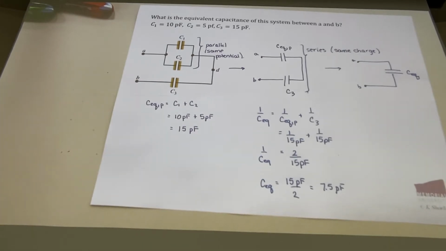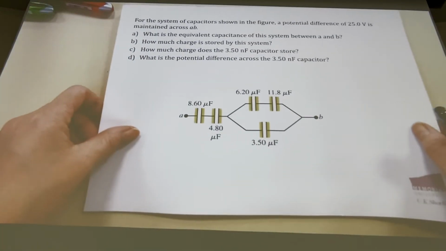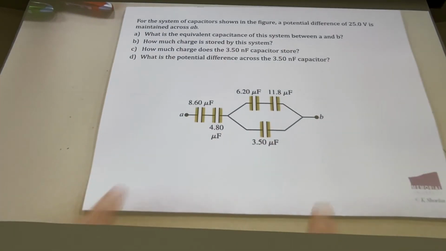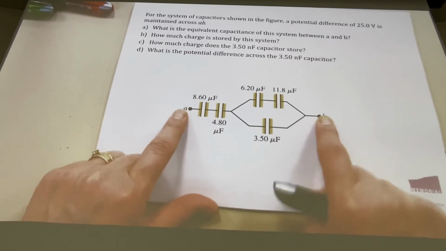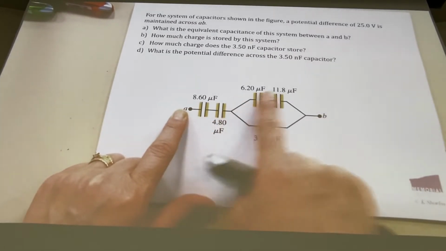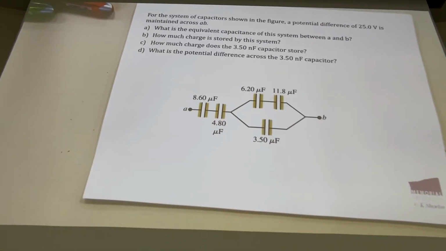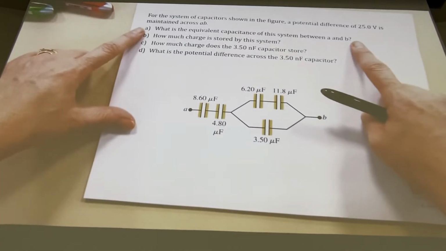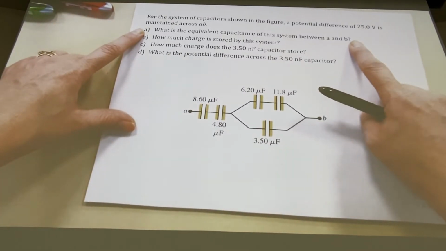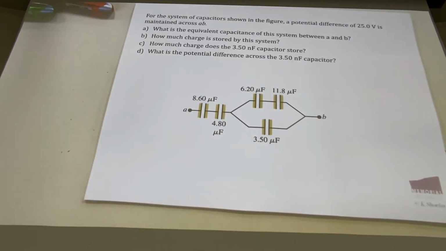So for our next one, this time we've got 5 capacitors. We know the potential difference across A and B, so the total potential difference as we go from here to here is 25 volts. We've got 5 capacitors along the way, so they're going to have their own individual charges and potentials. The first thing we're asked to find is the equivalent capacitance of this system between points A and B. So we want to take this and break it down to an equivalent.